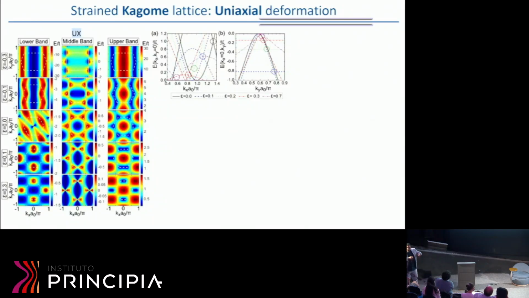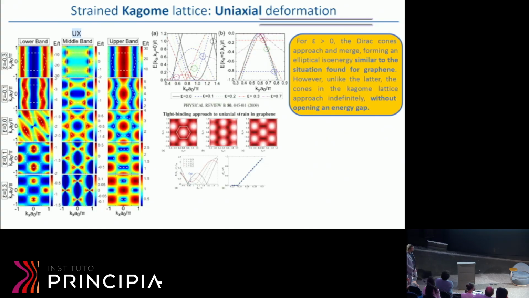Now let's move to Kagome. In Kagome, most of the results for uniaxial strain resemble those for graphene. For those who are familiar, this is the Castro Neto paper. They show that the cones started to get closer and closer. But in the graphene case, applying uniaxial strain opens a gap. In Kagome, no. None of the 6 types of strain that I apply open a gap.